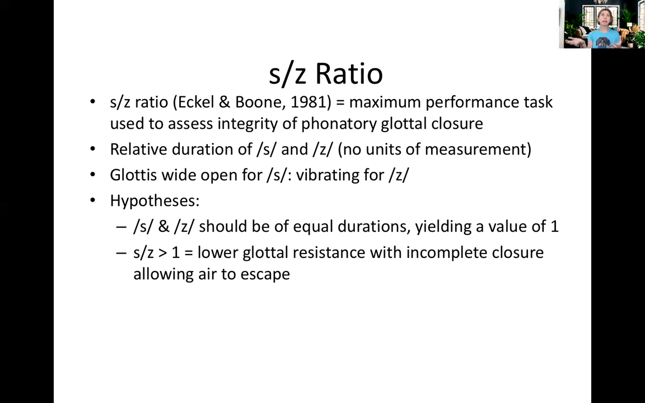Let's make it easy. We'll say S we can sustain for 4 seconds, but Z we can only sustain for 2. That leads to our S-Z ratio of 4 divided by 2, which is 2, versus S being sustained for 4 and Z being sustained for 4. 4 divided by 4 is 1.